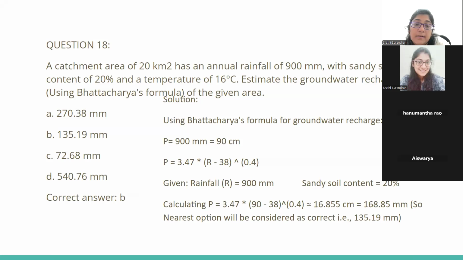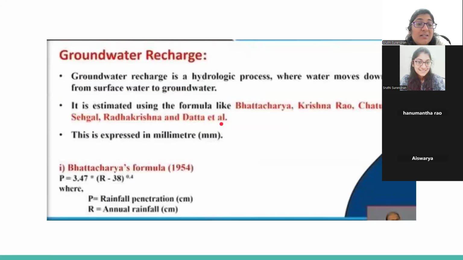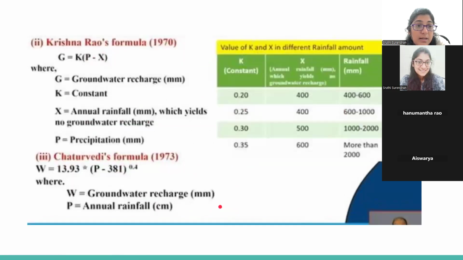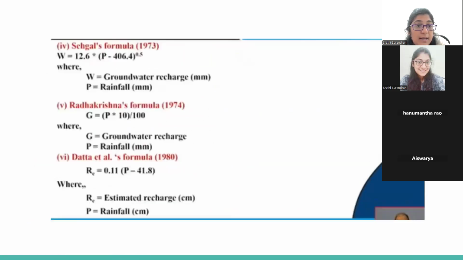Another area of focus is using these empirical formulas for finding out the groundwater recharge. So this is another numerical that can come. Unfortunately, you will have to learn the equations by heart if you want to attempt these numericals, because these are empirical equations, and not only the equations, the units also that comprise these equations. So there's Bhattacharya, Krishna Rao, Chaturvedi, Segar, Radhakrishna, Datta et al.